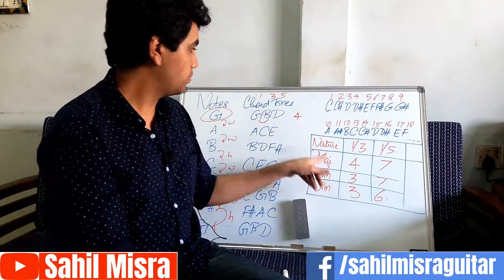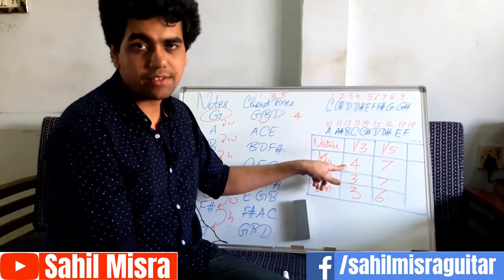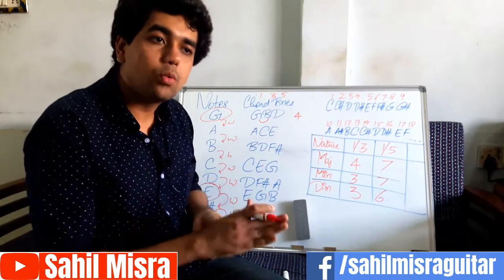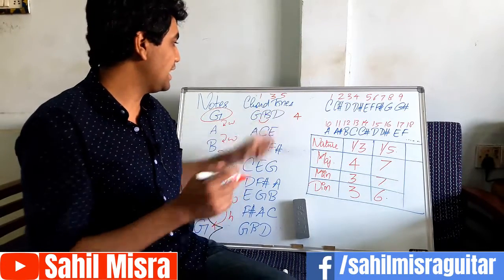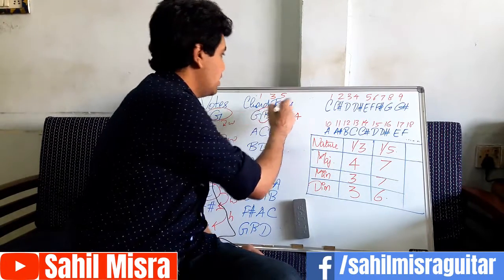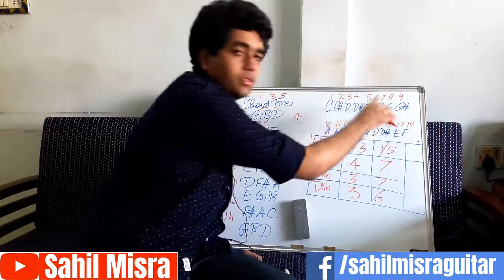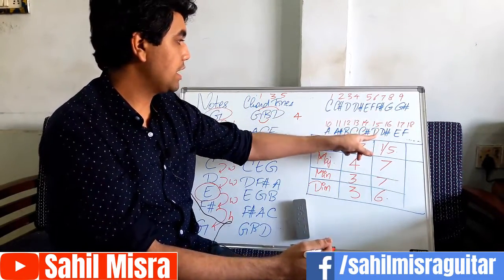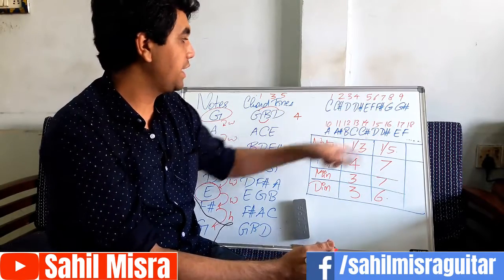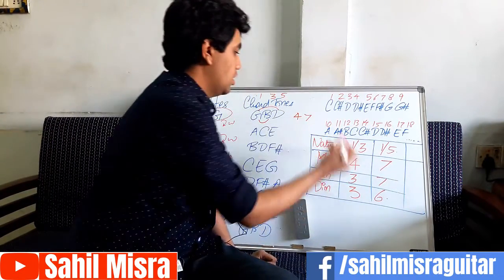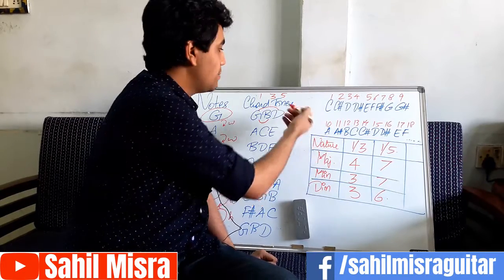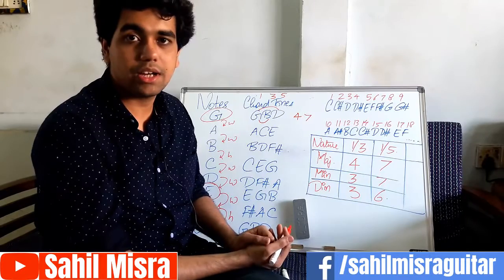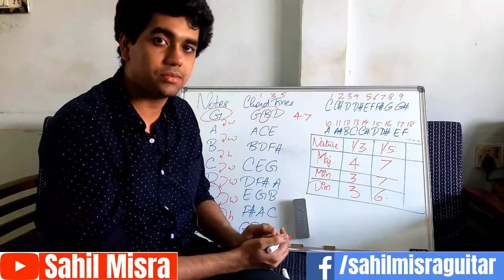So this is the first criterion met, but we also need to check 1 and 5. What is the interval between 1 and 5 for this chord? G and D, what is the interval? I'll just count it. This is 8, and I move forward to D. It's 8 and 15, so it's 7. So both criteria are met for the chord G, and this is how I find out that the chord G is a major.